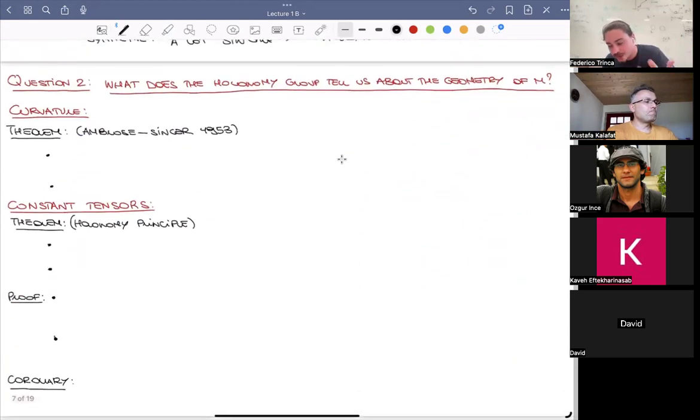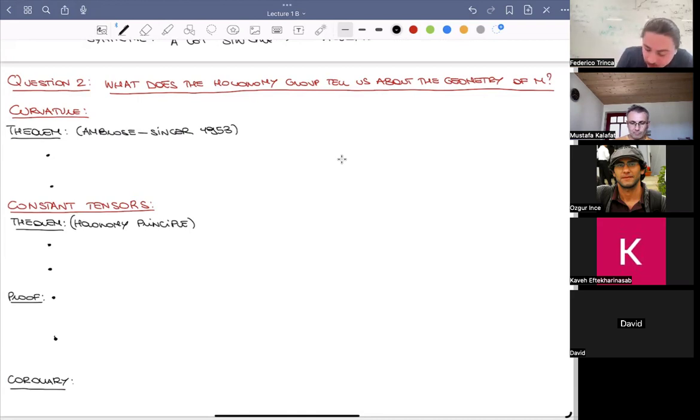So the second question that can arise is, what is reduced holonomy telling us about the geometry of M? I told you I can only have these certain subgroups of SO(n), but what is it really telling me? The first geometric consequence of having reduced holonomy is a condition on the curvature, and this is due to Ambrose and Singer in 1953.